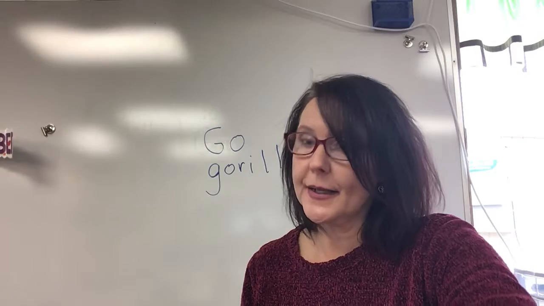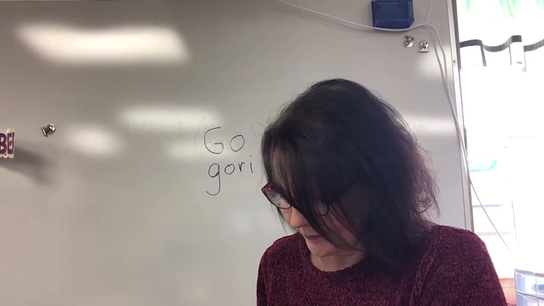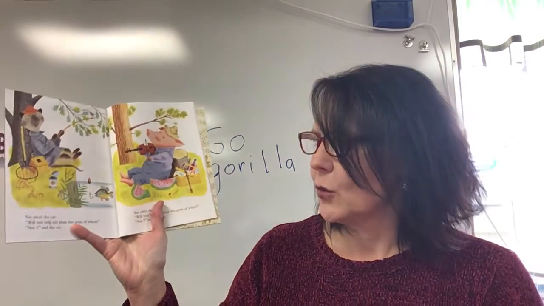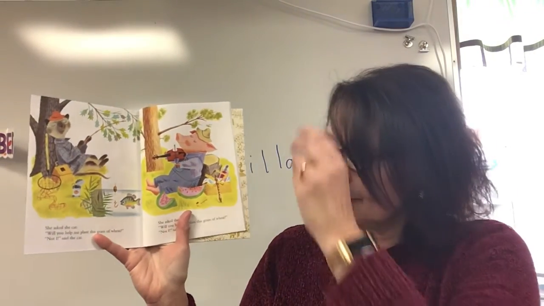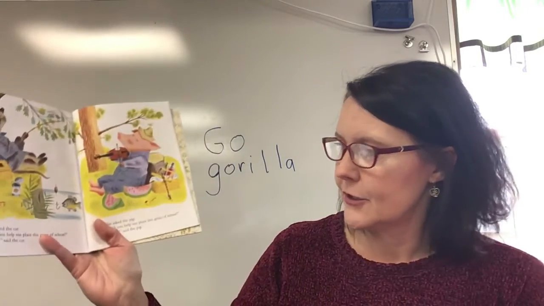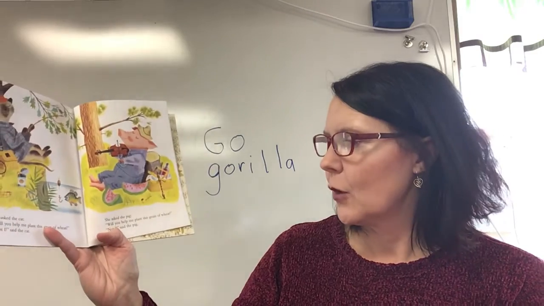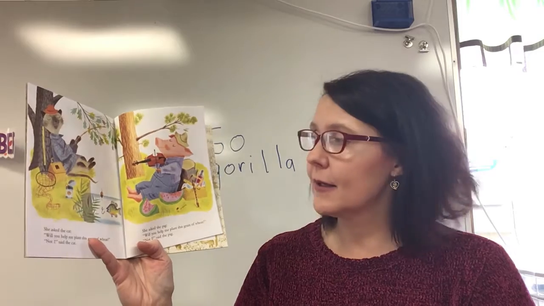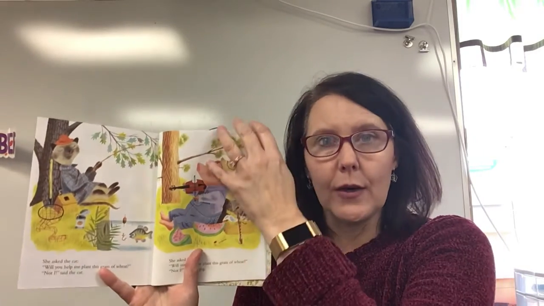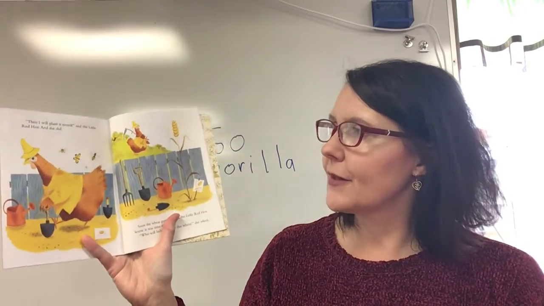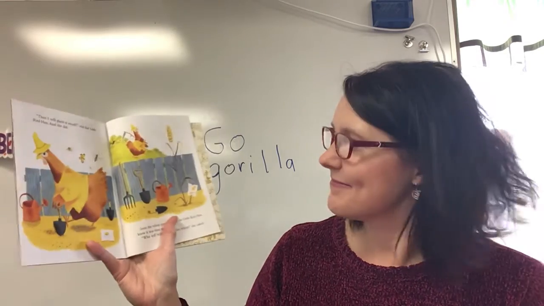Maybe she'll find somebody who wants to help. She asked the cat, will you help me plant this grain of wheat? Not I, said the cat. She asked the pig, will you help me plant this grain of wheat? Not I, said the pig. Nobody wants to help. Then I will plant it myself, said the little red hen, and she did.